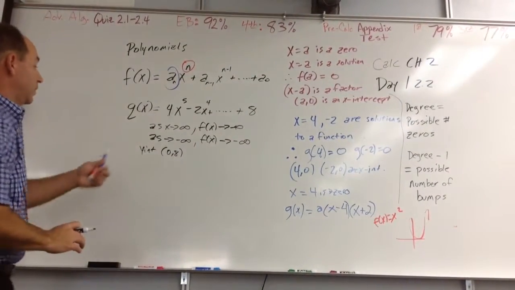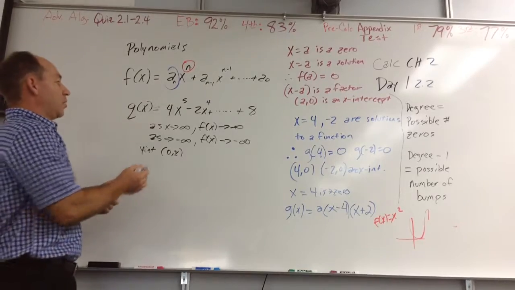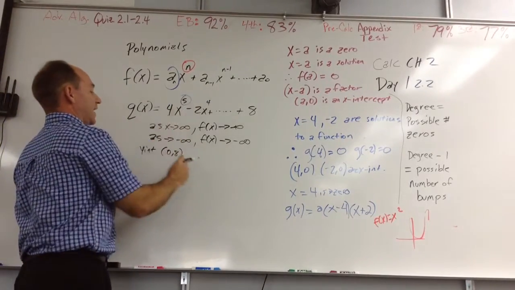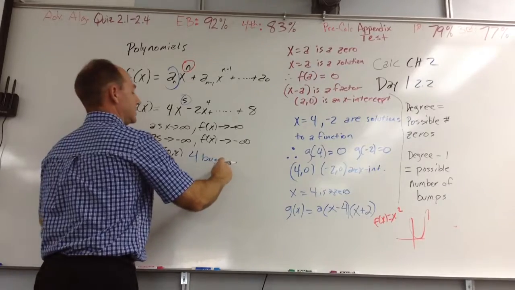No, we'll turn you guys back over here. I don't have my zeros, for sure, but what do I know? I know that because the degree is 5, I can have 4 bumps. Now, let's see, what does that mean by 4 bumps?